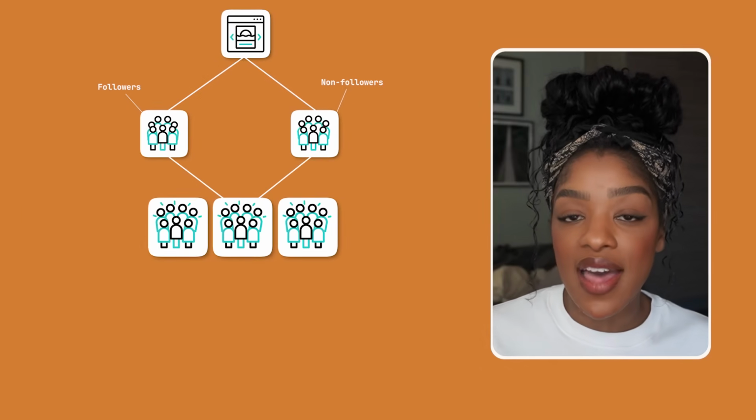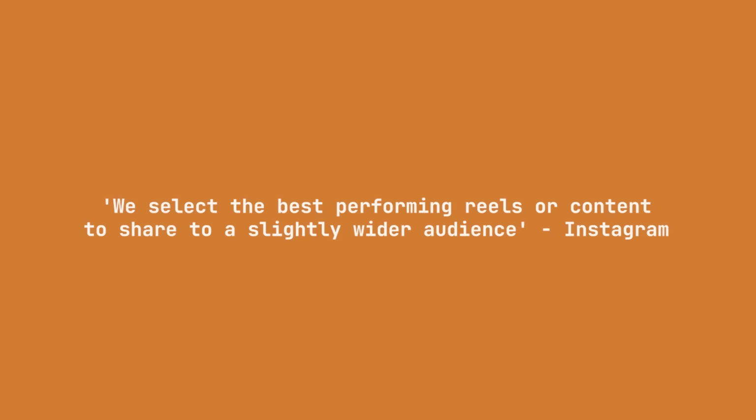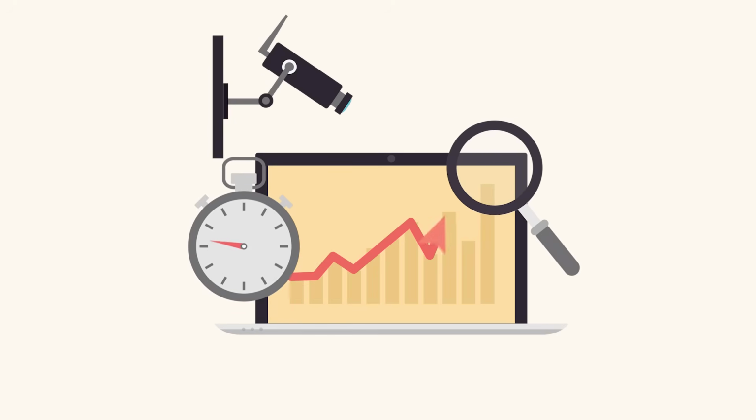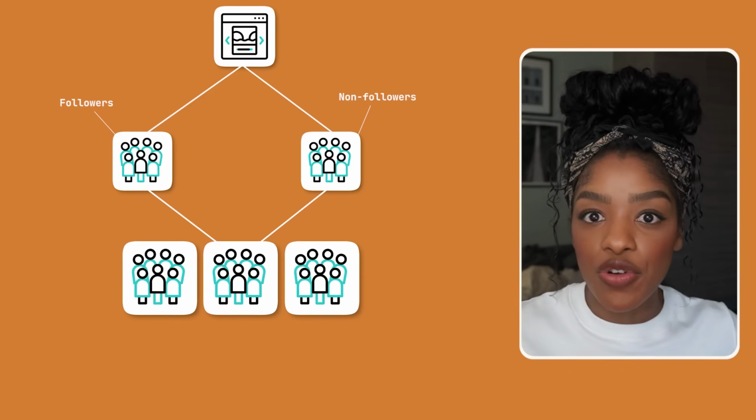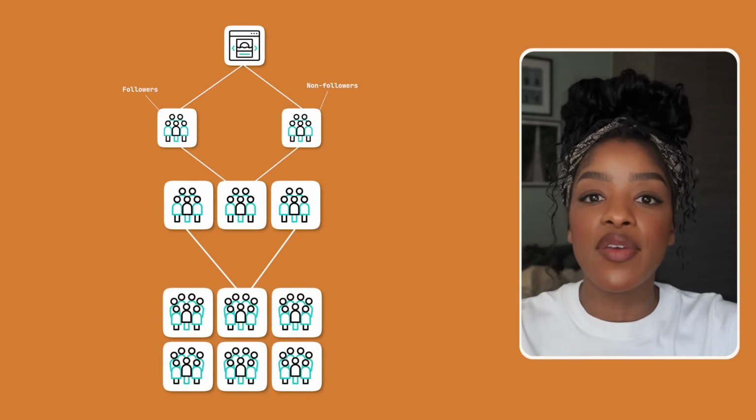In Instagram's own words, at this stage of the process, they select the best performing reels or content to share to a slightly wider audience. So if your initial group of people who have seen your content are responding well to it, Instagram will push it out to a slightly wider audience. From there, Instagram will continue to monitor the engagement and interactions around your piece of content. And if that slightly wider group are also responding well to it, they're going to push it out to an even bigger group of people. This process will continue and continue until essentially you reach virality, right? If you keep on passing every stage of that test and every new group of people who are exposed to your content continue to interact and engage with it, it will just be pushed out to more and more people until eventually you blow up and your content is super, super viral.